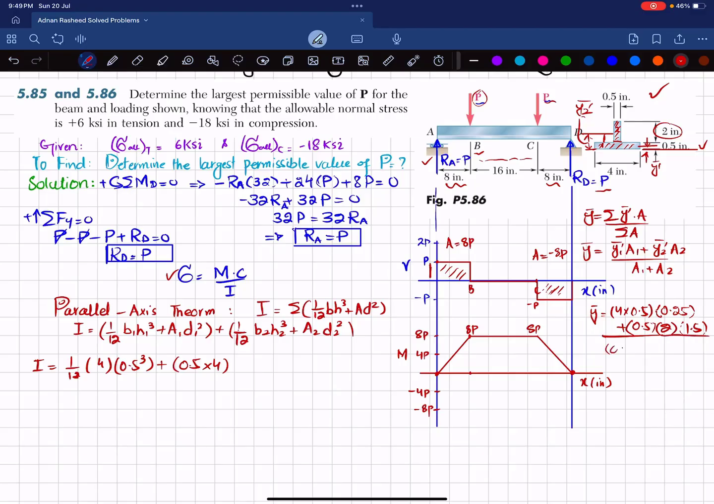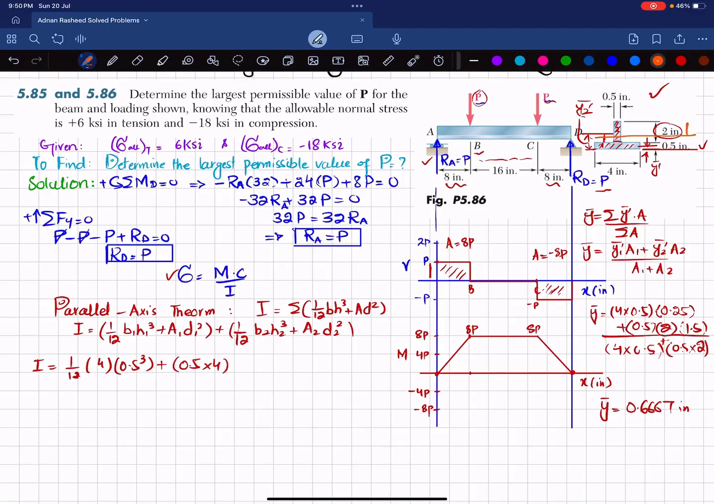So the sum of area is the first area, 4 multiplied by 0.5, and the second area, 0.5 multiplied by 2. When you calculate it, you will get y bar equal to 0.6667 inch. Now, what does it mean? It means that from this baseline, this y bar will be at a distance of 0.667. This will be somewhere here if I draw a line.